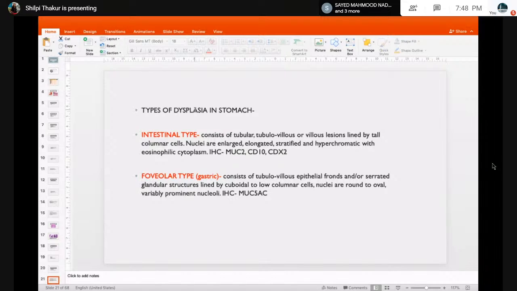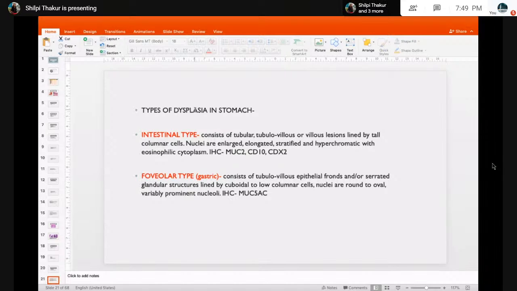The types of dysplasia that we can see in the stomach are mainly 2 types, intestinal type and the foveolar type. Foveolar type, that is a gastric type. So intestinal type is a dysplastic epithelium composed of tubulovillous or villous lesions, which are lined by tall columnar cells, and the nuclei will be enlarged, elongated, stratified, hyperchromatic with eosinophilic cytoplasm. Now, on the basis of immunohistochemistry, we can distinguish between the two. Intestinal type will have the same immunohistochemistry as the intestine. So, it will be MUC2 positive, CD10 positive, and CDX2 positive.